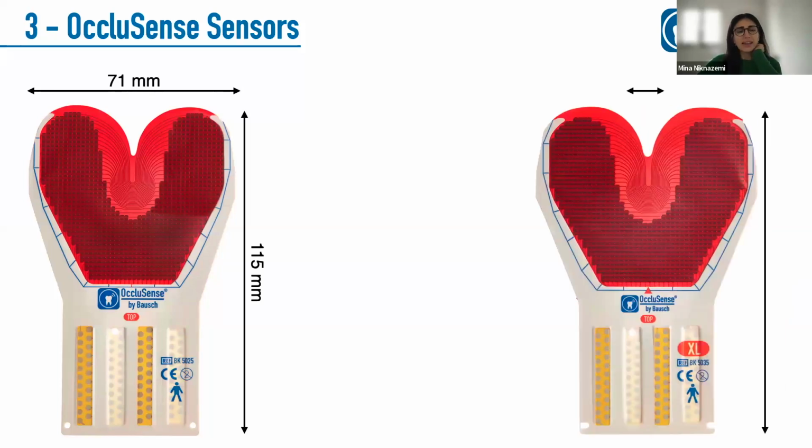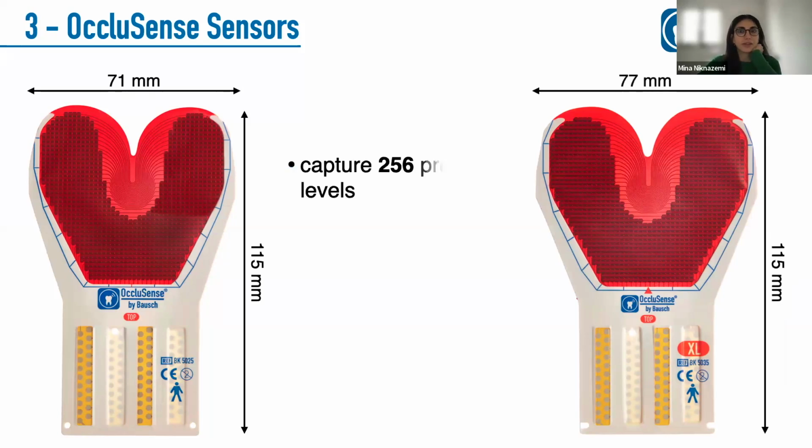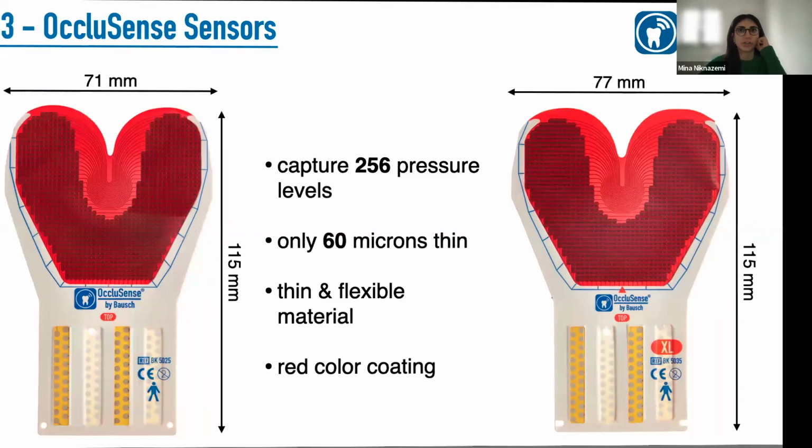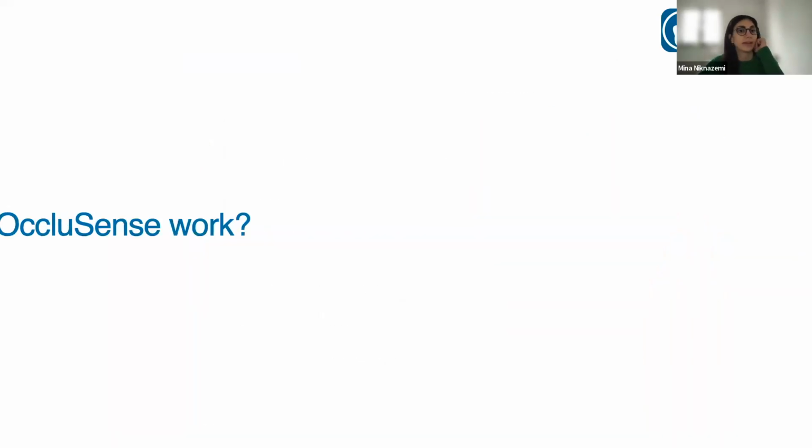They're highly sensitive and are able to detect 256 different pressure levels. They still remain only 60 microns thin, and yet still provide very good flexibility to be inserted in the different patients' mouth openings. And one, to me, very extremely important factor, they preserve a red color coating, which leaves the markings in your patient's mouth as you conduct the movements, just as we know this from standard papers and foils.